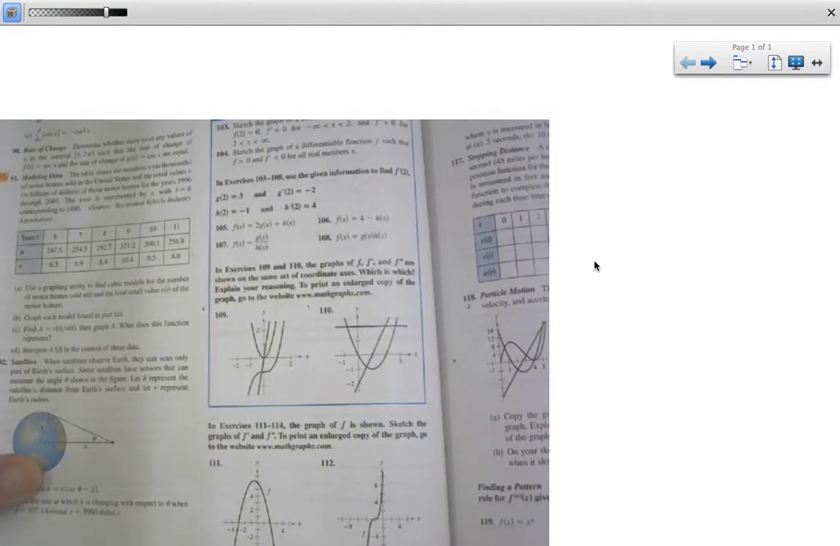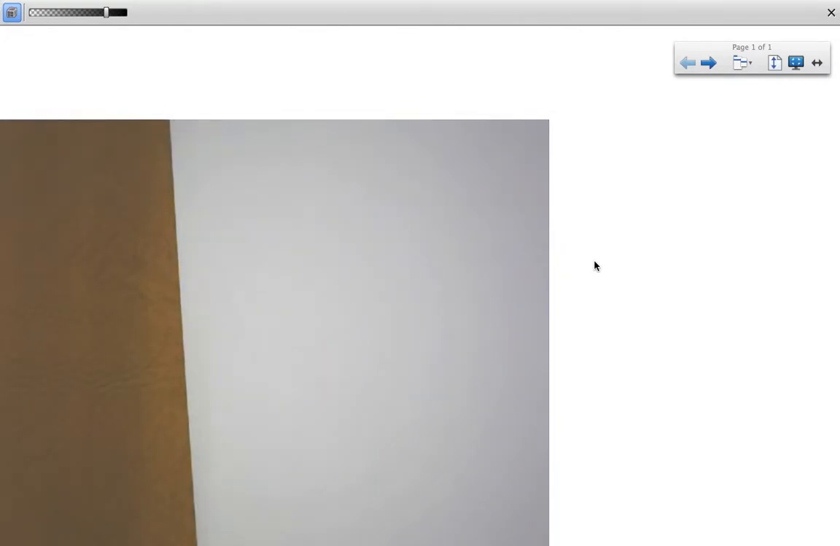All right, you can put away your book and get out your notes for section 2-4. We're going to learn the new derivative rule, which is the chain rule.